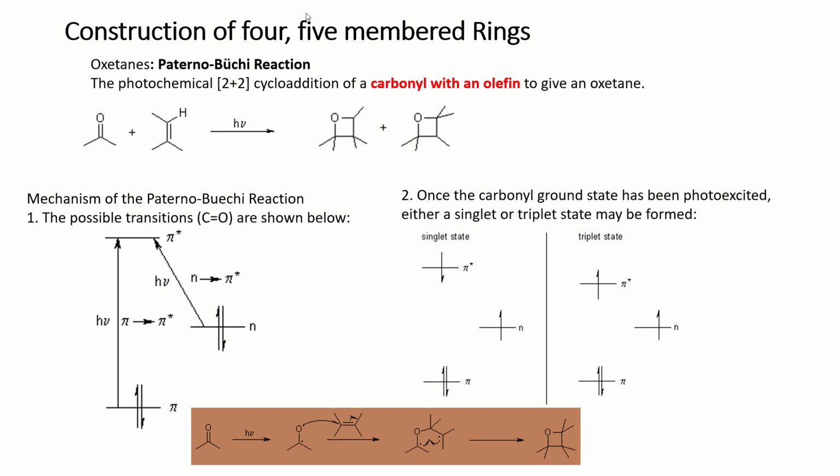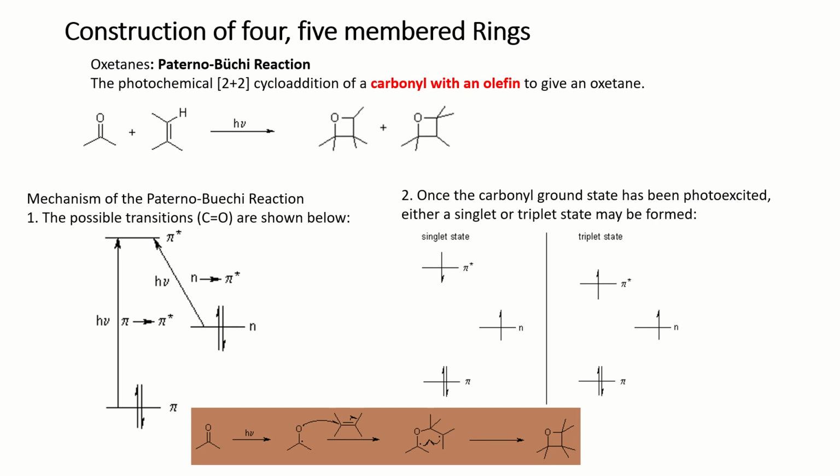Next is the construction of 4, 5 and 6 membered cyclic compounds. First one is oxetane. Oxetane is a 4-membered cyclic compound with oxygen as a heteroatom in it. So in order to synthesize this 4-membered cyclic compound oxetane, there is a named reaction, the Paterno-Buchi reaction, that is used.